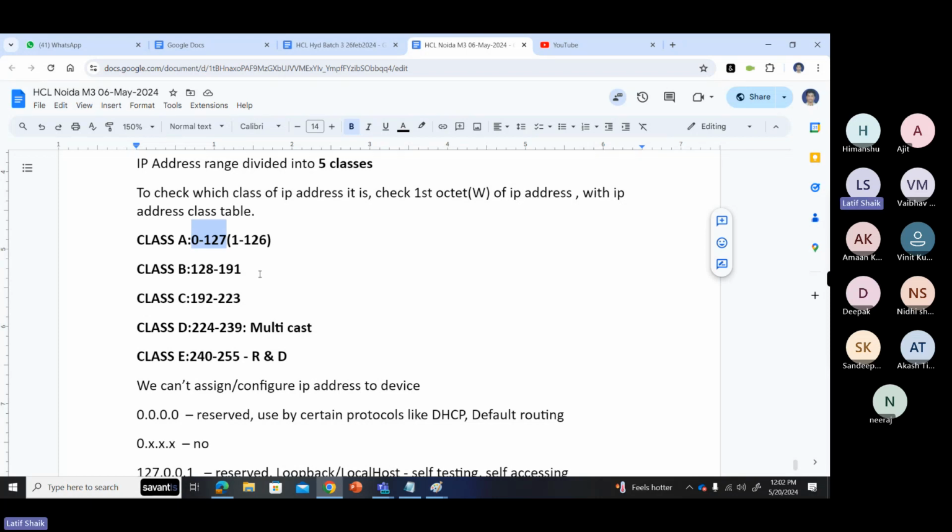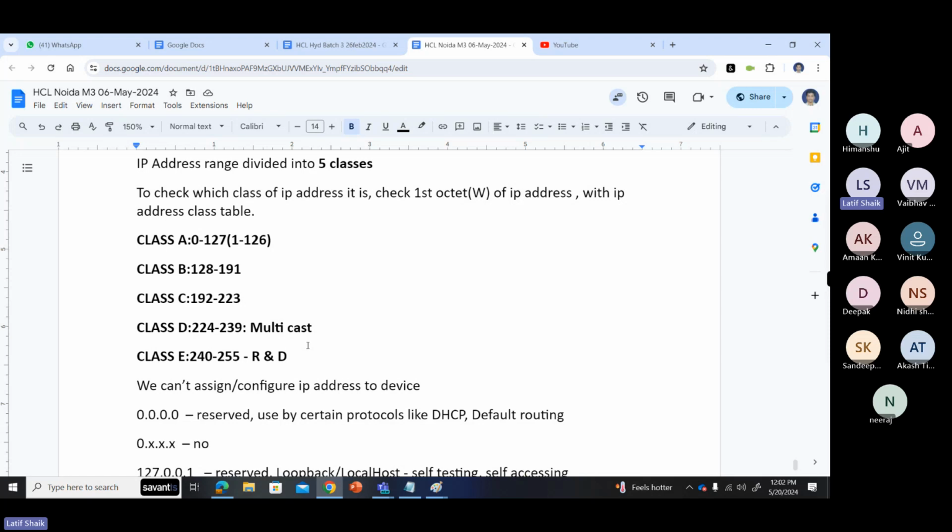But why are some textbooks showing 1 to 126? I will tell you that once I complete these points. Class B is 128 to 191, Class C 192 to 223, Class D 224 to 239, Class E 240 to 255.